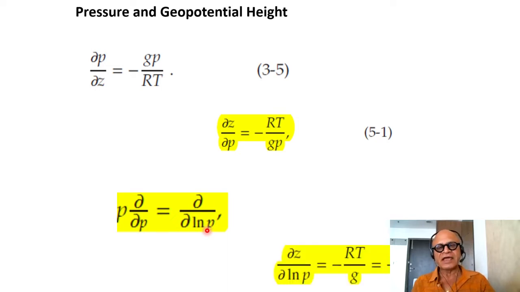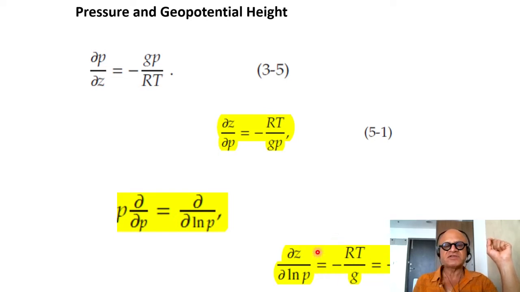So then you can write dz/d ln p equal to minus RT over g, because we have taken p on this side and included it in here. And this is called a scale height, where basically it's the height at which pressure drops by 1 exponential. So if you start from the surface, within a scale height H the pressure will decrease by 1 exponential. That's the definition of a scale height.